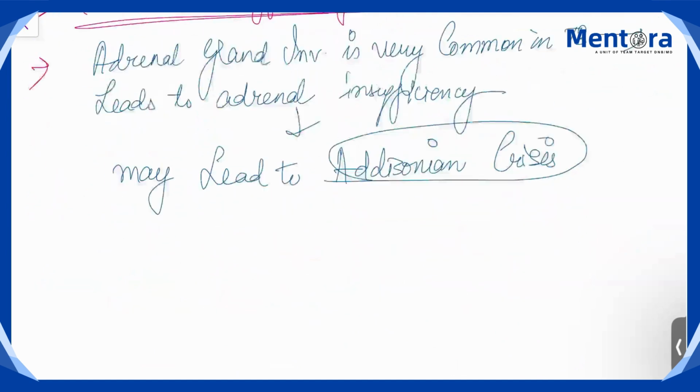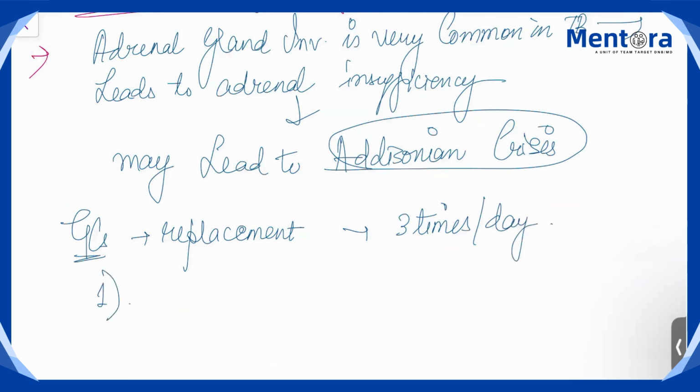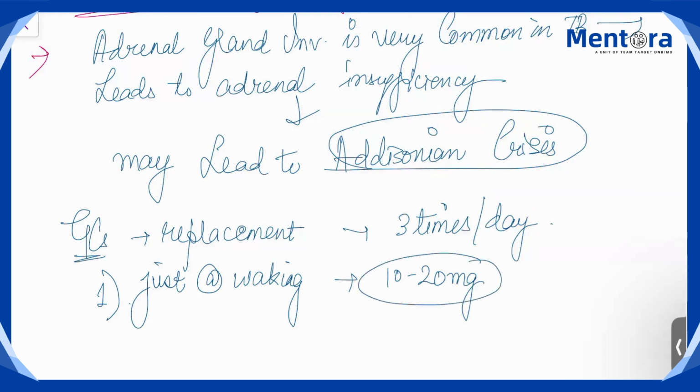Okay, so you have to give glucocorticosteroid replacement therapy, and here you have to give glucocorticosteroid not once, not twice, but 3 times per day. दिन में 3 बार आपको glucocorticosteroid देना होगा. ठीक है, तो सबसे पहले जब patient उठ जाएगा, just at waking, you have to give 10 to 20 milligram, and what you are preferring here is hydrocortisone.